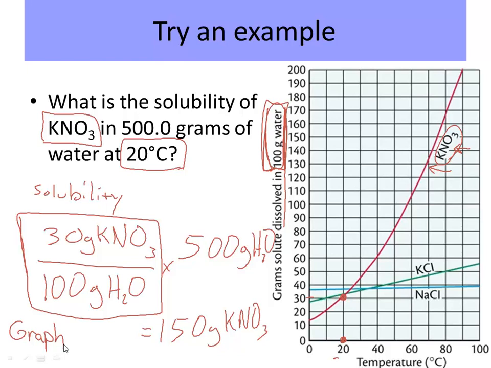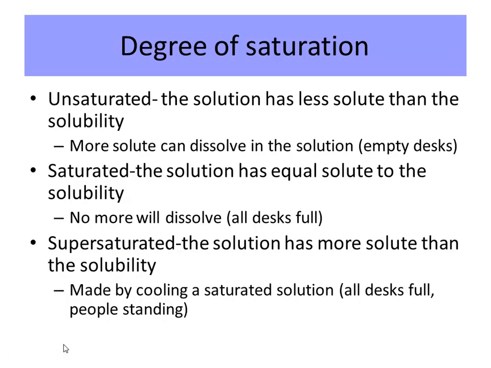All right, so we're moving on. These are the degrees of saturation. Now, you don't have to copy down the dash points here. What you do need to make sure you copy down is the bullet points, the bolded bullet points: saturated, unsaturated, and supersaturated.